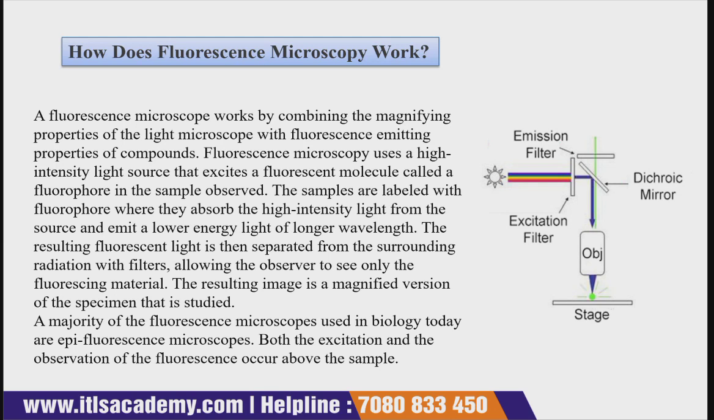Fluorescence microscopy generally works by combining the magnifying properties of the light microscope with the fluorescence-emitting properties of the components. This type of microscopy uses a very high intensity light source to excite the fluorescent molecules, known as fluorophores, in the sample. The samples are labeled with fluorophores.